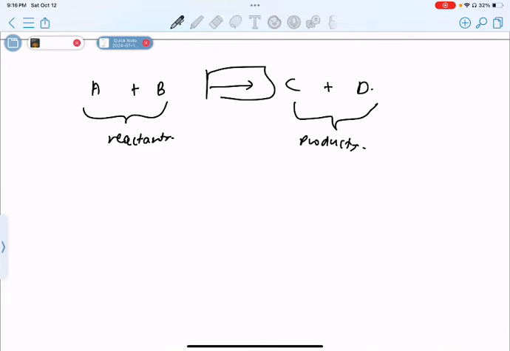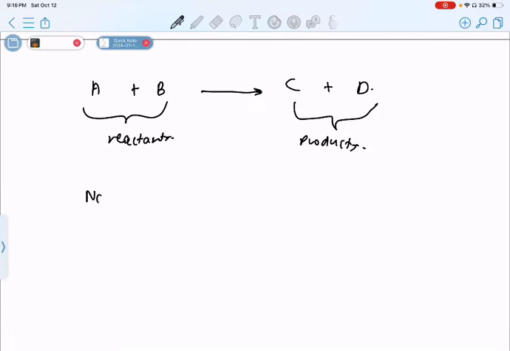This arrow shows that the reaction is in one direction. However, this shows that the reaction is a reversible reaction. But for this case, we'll just be using a forward reaction only, okay? Now, to balance an equation, let's just take an example here, okay?